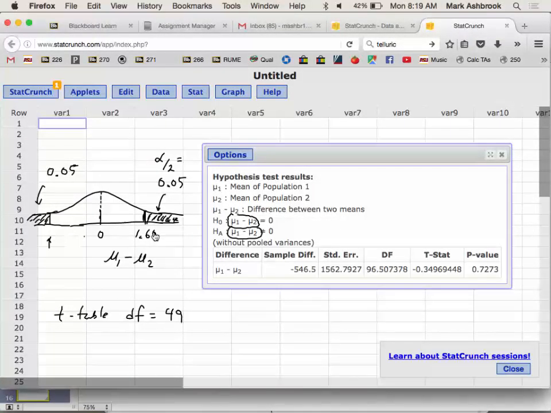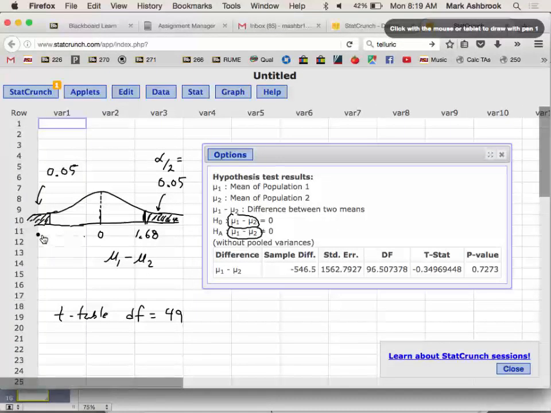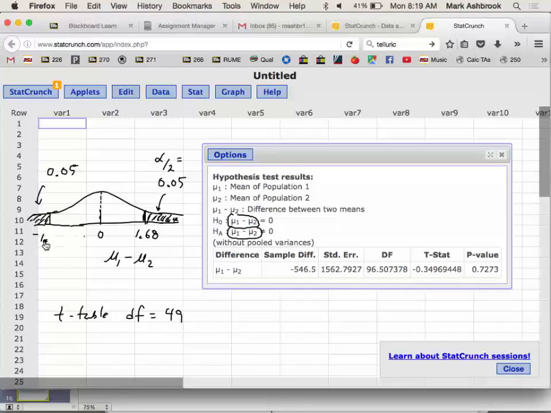1.6768. Now that's a plus or minus because it's a two-tailed test. We also have this one down here, negative 1.68. If it was a left-tailed test, you would get this positive number out of the table, but you would be looking at the negative number, right? You would take the negative because it's a left-tailed test. Since it's two-tailed, we have it on either side. So there's our rejection region.